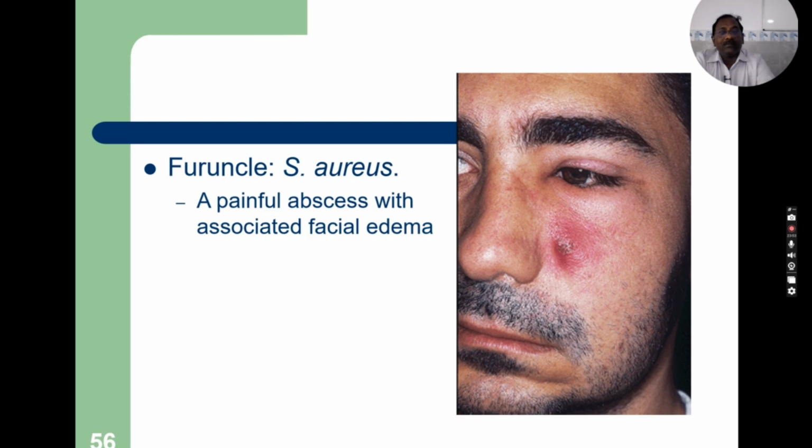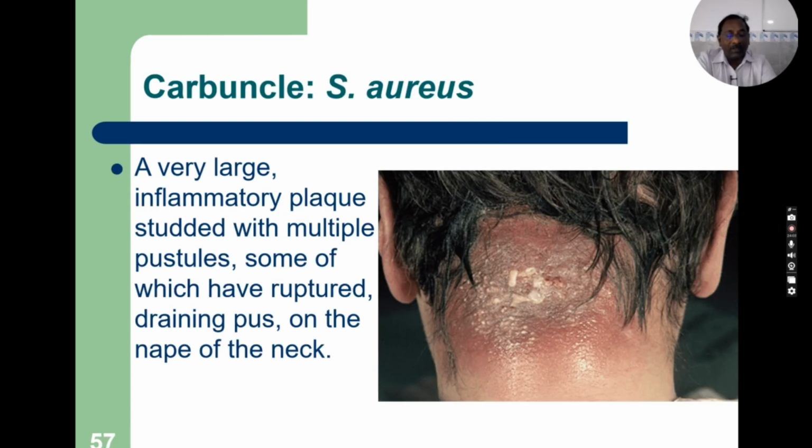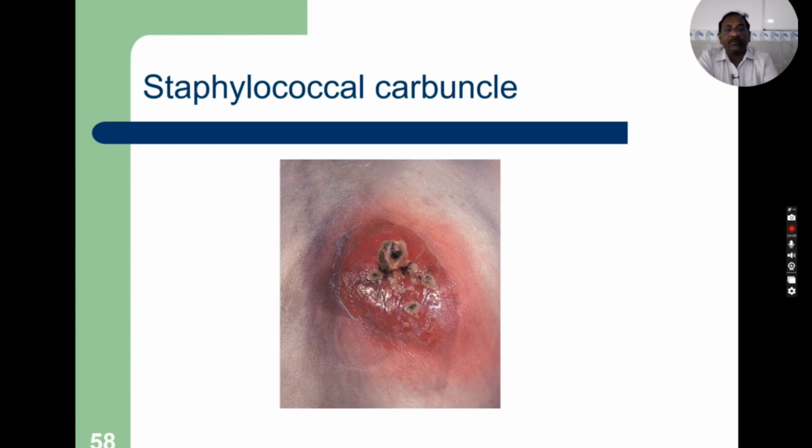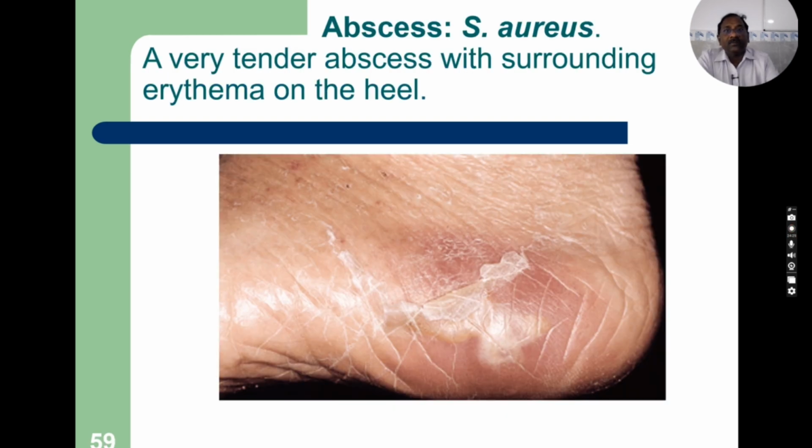See the furuncle over the cheek, close to the nose. A painful abscess with associated facial edema. So a typical carbuncle on the nape of the neck, sometimes the paraspinal areas. A large inflammatory plaque studded with multiple pustules, some of which have ruptured, draining pus on the nape of the neck. See the carbuncle. Here an abscess over the heel, a very tender abscess with surrounding erythema on the heel.